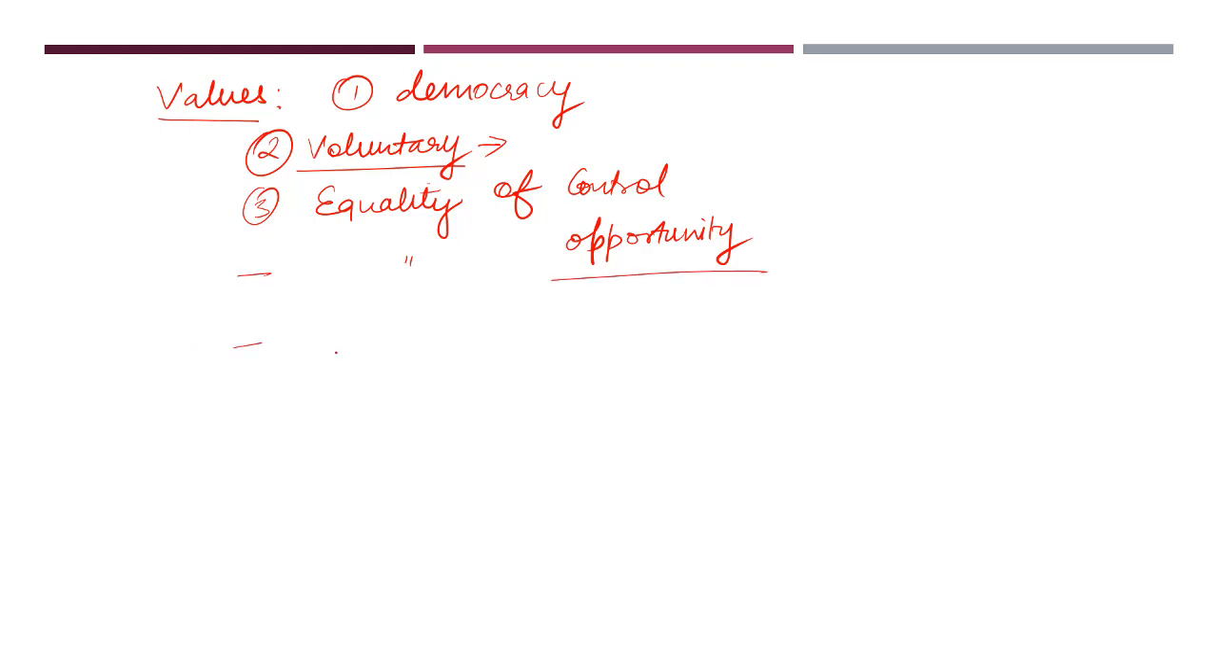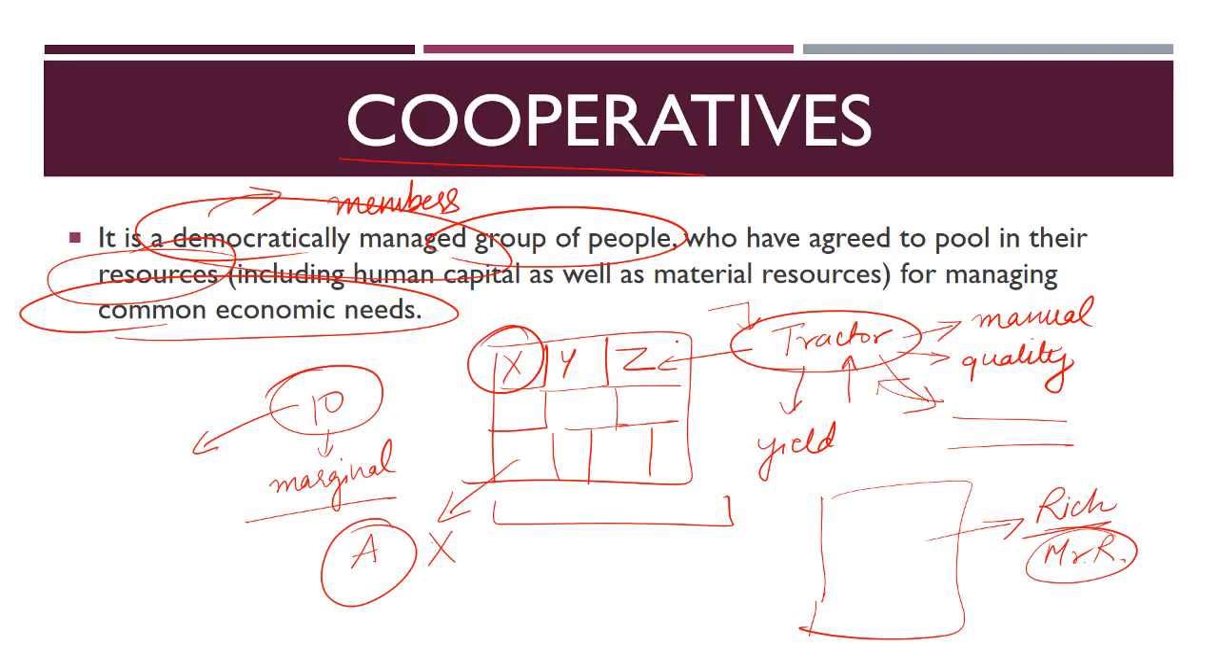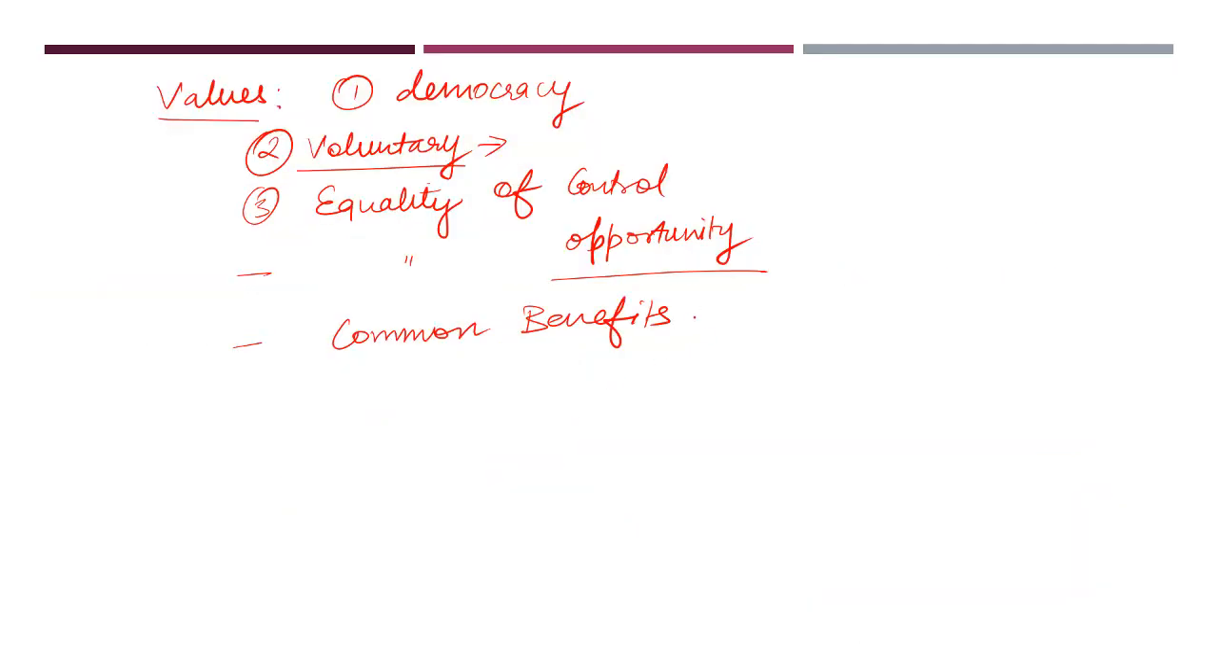Next factor is promotion of common benefits. It is important to understand that cooperatives work in the direction of providing common benefits to all the members. It will not happen that a cooperative will function only for the benefit of one single individual member. Whatever decisions are taken, they are taken in the interest of the majority of members. If most members benefit from something, you take the decision. If these members are not benefiting, then you won't take that decision. So these cooperatives work for the common benefits of members.